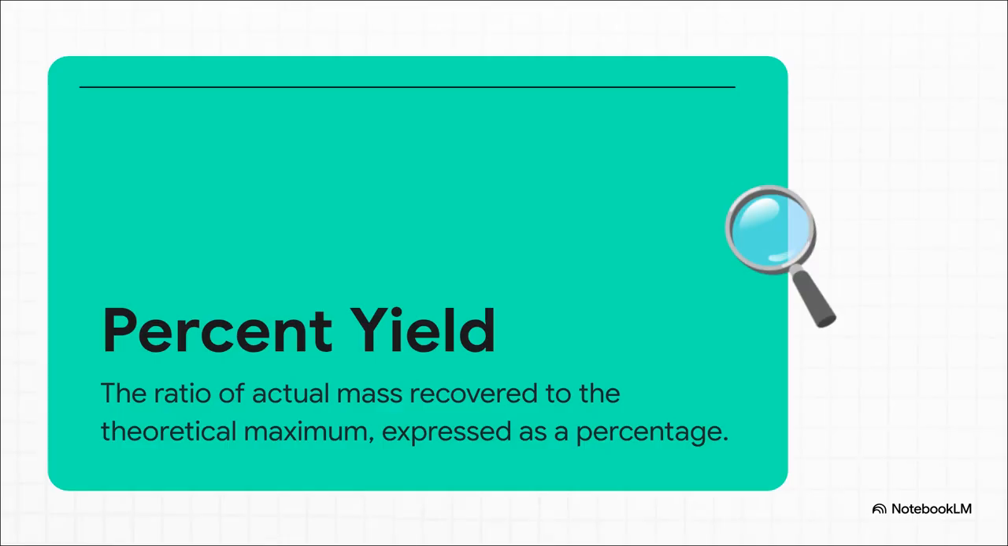This all leads to a super important number called percent yield. The best way to think about it is like a report card for your experiment. It's a simple ratio. You take the amount of product you actually made, and you divide it by the maximum amount you could have possibly made. That final percentage tells you exactly how well you pulled off the transformation.